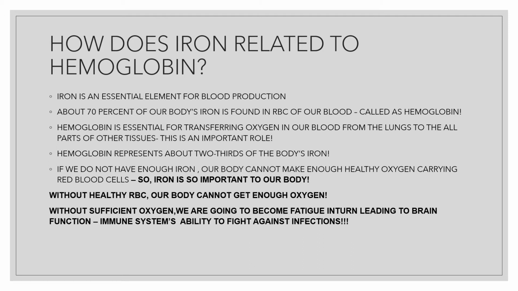About 70% of our body's iron is found in the RBCs of our blood, in the hemoglobin molecule. Hemoglobin is essential for transferring oxygen molecules in our blood from the lungs to all other parts of our tissues. This is a very important role. Hemoglobin represents about two-thirds of the body's iron content.